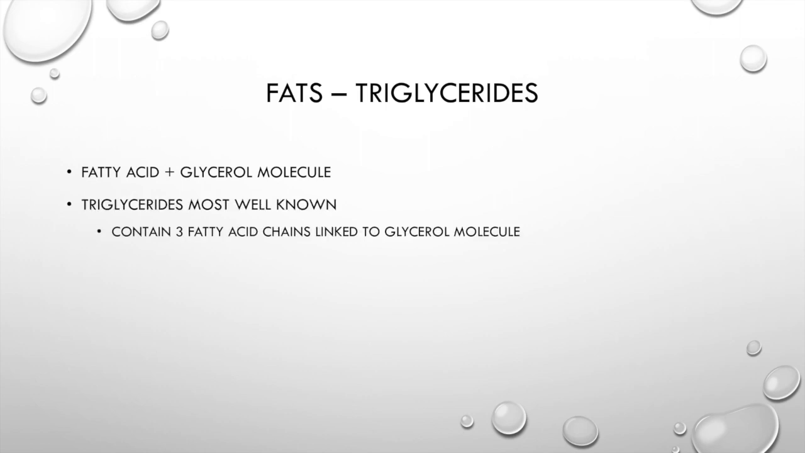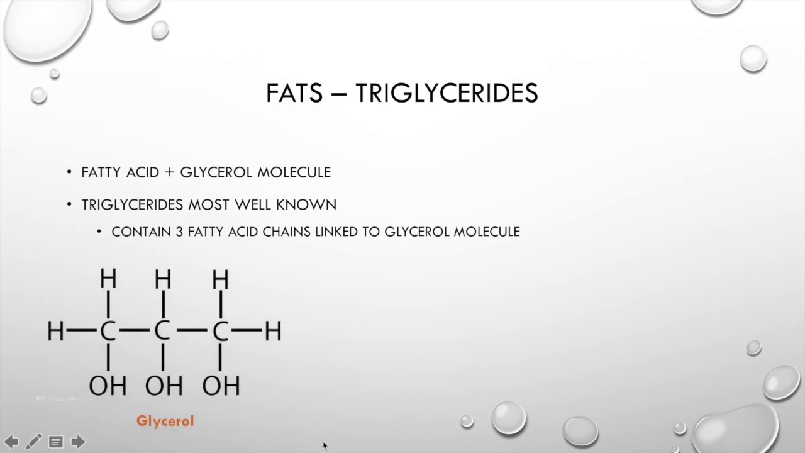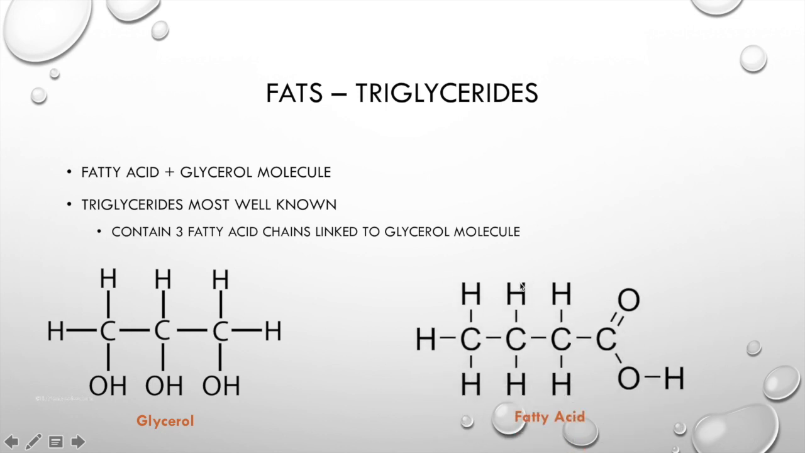So triglycerides are one of the most well-known fats, right? And they contain 3 fatty acid chains, hence the name triglycerides, which are linked to a glycerol molecule. So here we can see that glycerol molecule, and here we can see one fatty acid chain over here. So this fatty acid chain can vary in length. So in this case, it only contains 4 carbons, but this can have several different amounts of carbons.